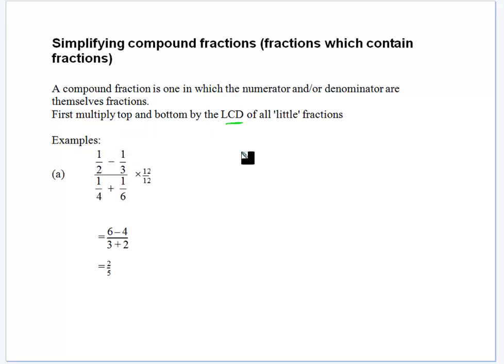Multiply the top and bottom by the lowest common denominator of all these fractions, which would be 12. 2, 3, 4, and 6 go into 12. So if you multiply every term by 12, so I'm going to multiply the top by 12, bottom by 12, it's really multiplying by 1. You're not changing the value. Half of 12 is 6. A third of 12 is 4. A quarter of 12 is 3. And 1/6 of 12 is 2. And then you can do 6 minus 4 over 3 plus 2 is 2/5. So there's the process we want to do.